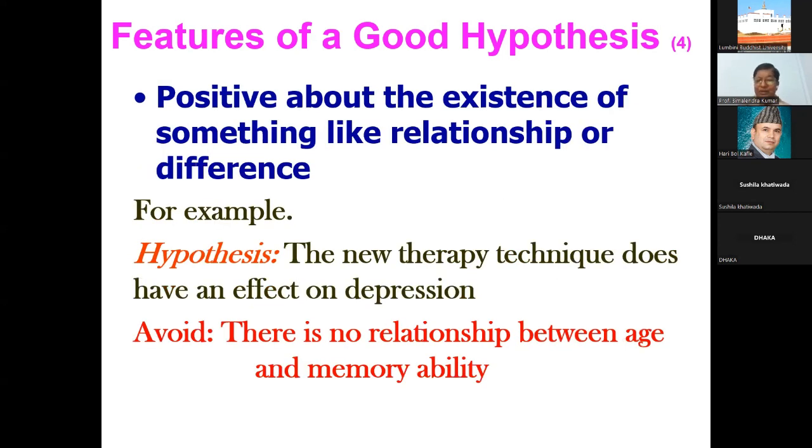Again, it should be positive about the existence of something like a relationship or a difference. These are the features. For example, the new therapy technique does have an effect on depression. Avoid: there is no relationship between age and memory ability. This type of hypothesis, that there is no relationship between age and memory ability, is not correct.